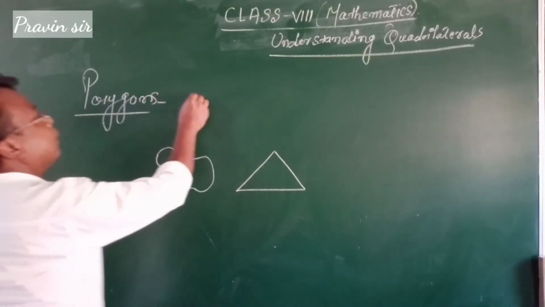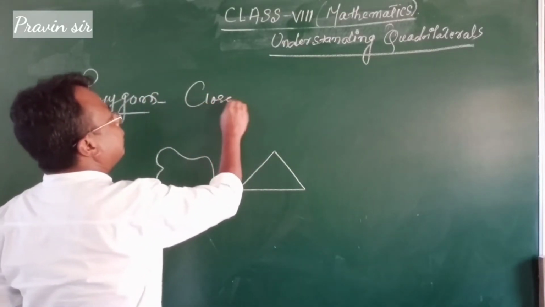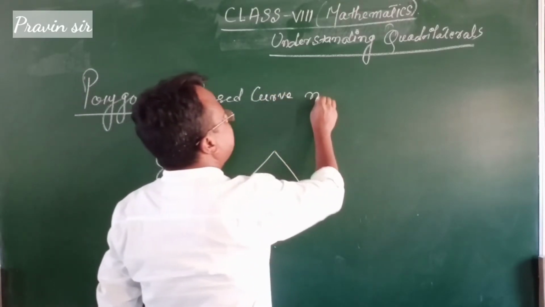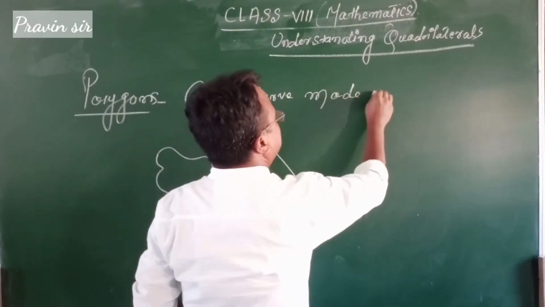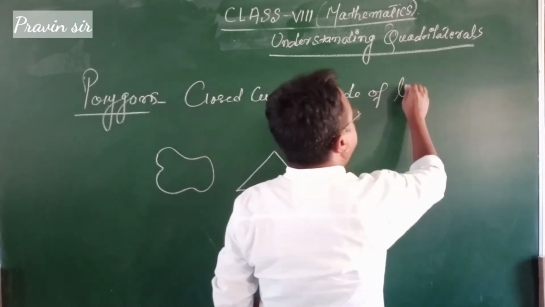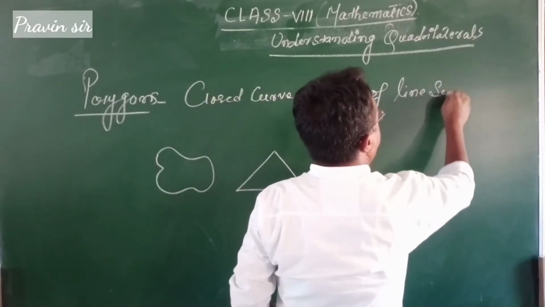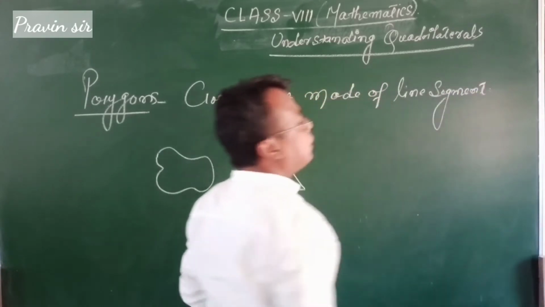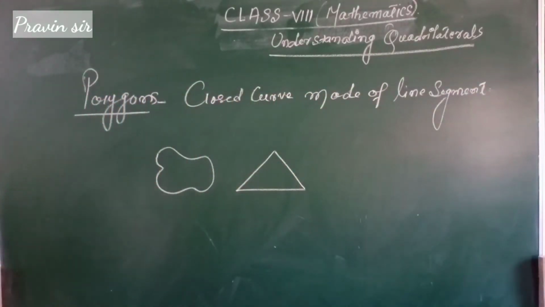A closed curve made up of line segments. A closed curve made up of line segments is called what? Polygon. So I hope it is clear.